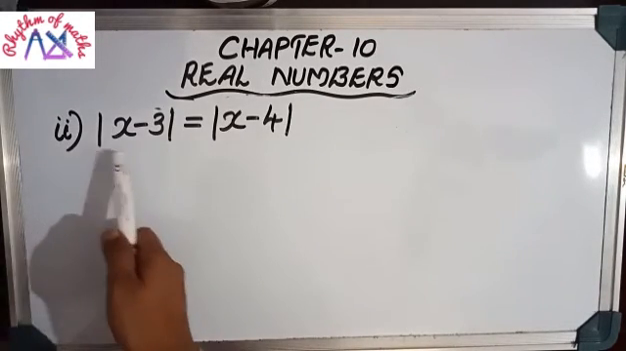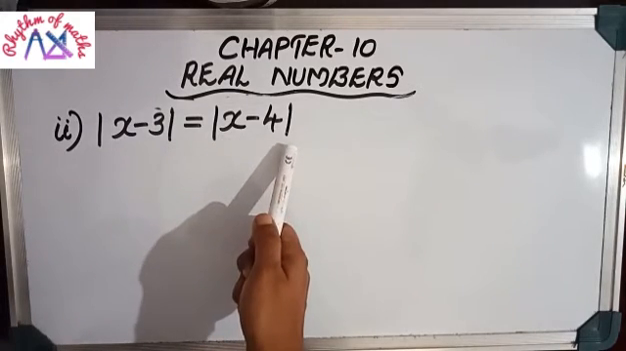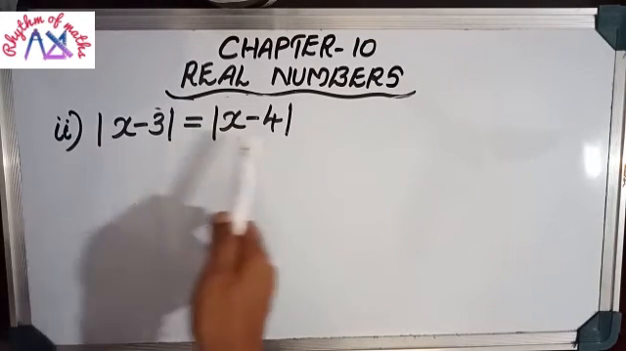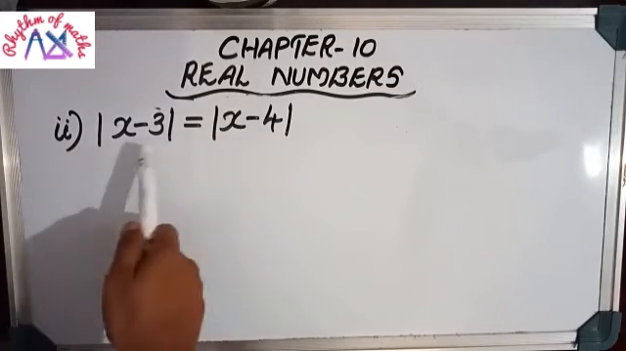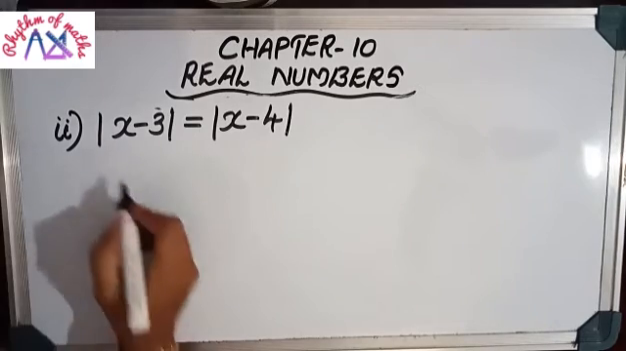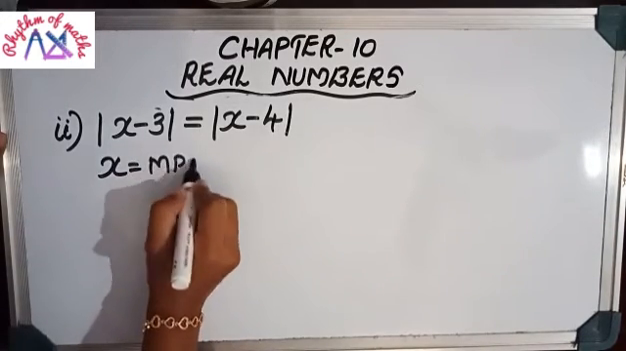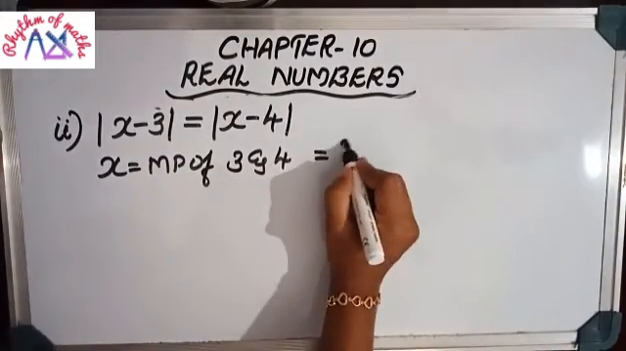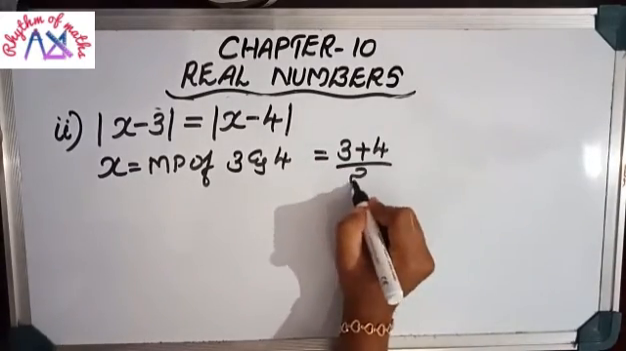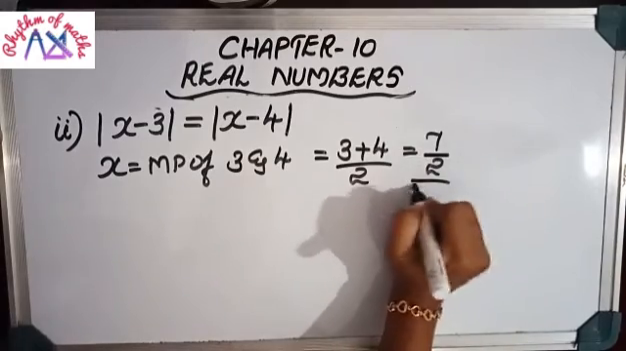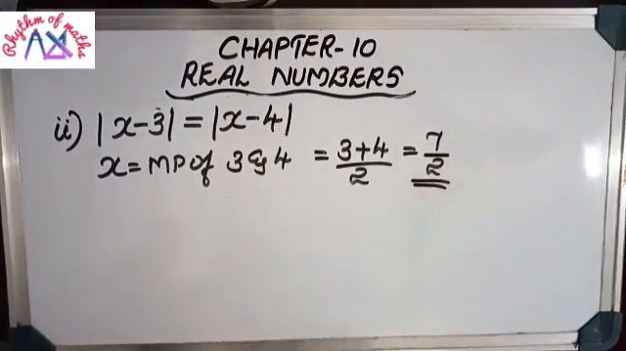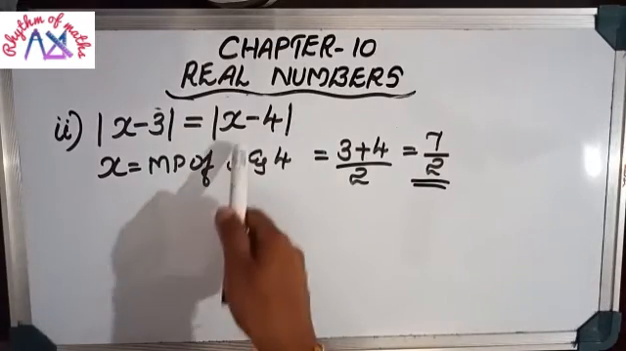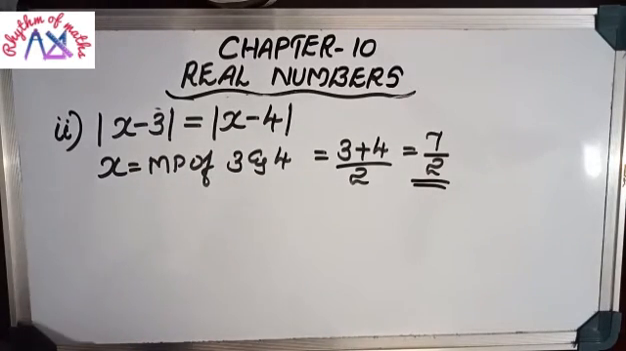The second sub question is the absolute value of x minus 3 equal to the absolute value of x minus 4. What is the meaning of x minus 3? It is the distance between x and 3. Here it means the distance between x and 4. Both distances are equal. That means x equals the midpoint of 3 and 4, which is (3 plus 4) by 2. 3 plus 4 is 7, so the number is 7 by 2. From 7 by 2 to the number 3 the distance is the same as from 7 by 2 to 4. That is the answer.